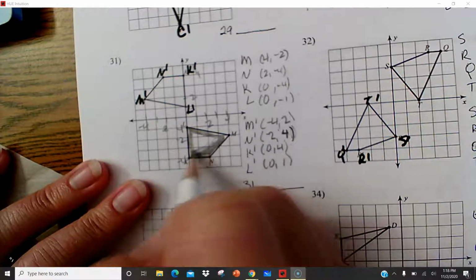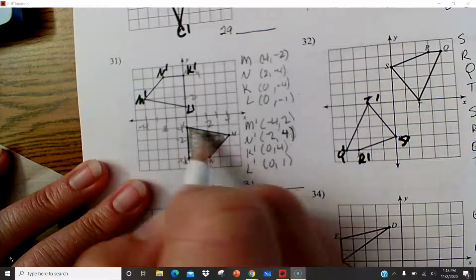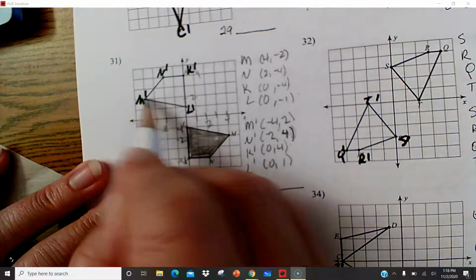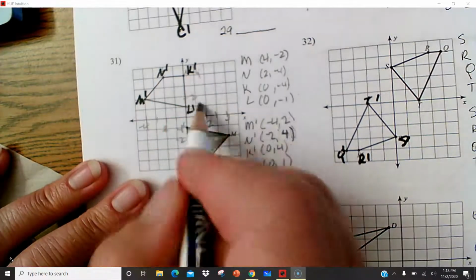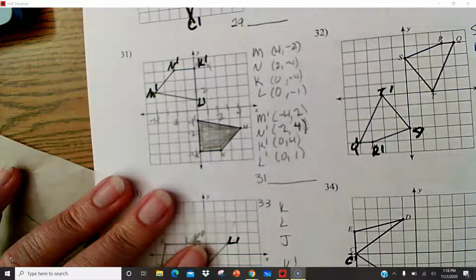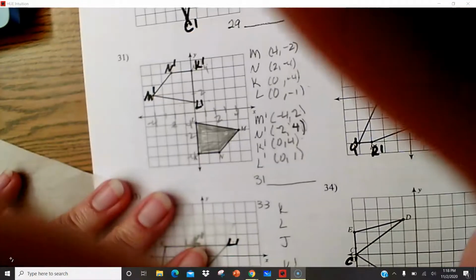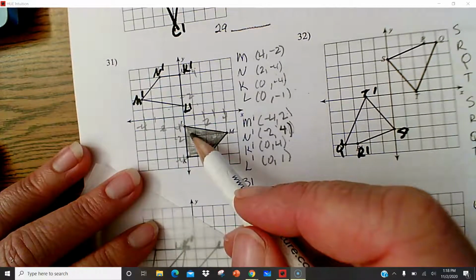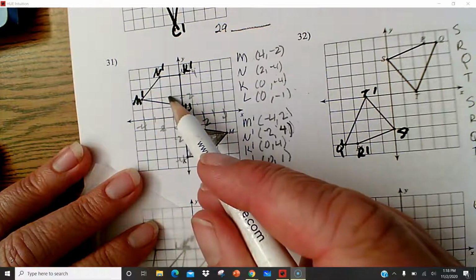And then, I believe, we have primes, which are the new image. So M prime, N prime, K prime, L prime. Something happened to this particular transformation, and we want to figure out what it was. All of a sudden I went from here, this is my original image, to here, my new image.